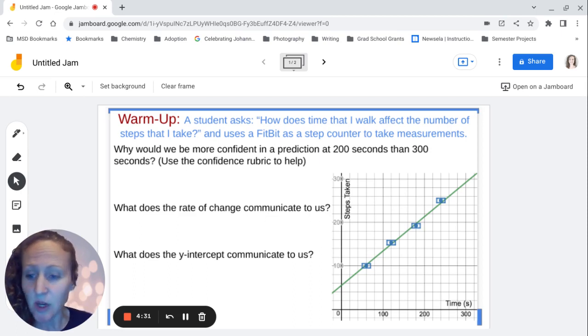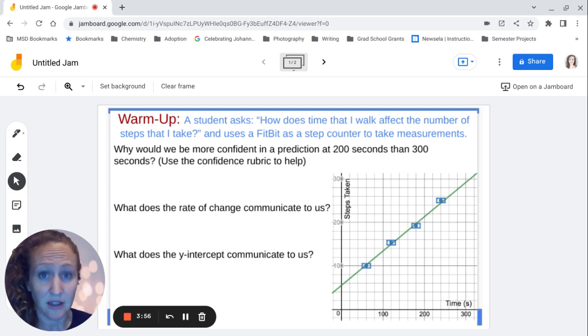And this question is looking at how does time that I walk affect the number of steps that I take? So if you walk 10 minutes, you'll walk a certain number of steps. What if you double that to 20 minutes? How will that affect the number of steps that I take? And devices such as your health app or a Fitbit app or watch, that's exactly the question that they ask also. So I want you to pause for a minute and look at the graph.